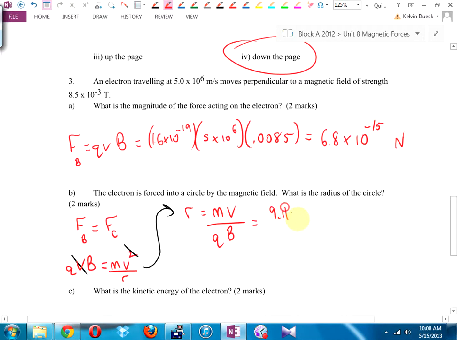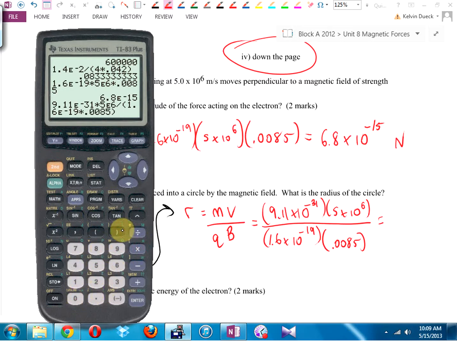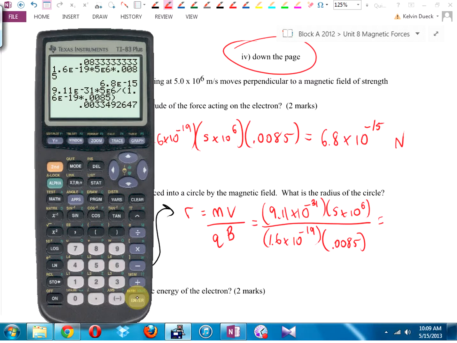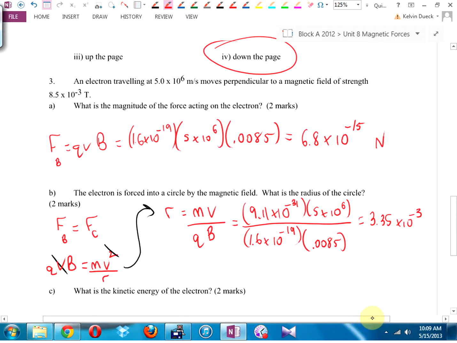That is momentum. But here, they gave us both. It's an electron, 9.11 times 10 to the negative 31. Speed, 5 times 10 to the 6th. Magnetic field, 0.0085. 9.11, negative 31 times 5, 6 divided by bracket 1.6 times 10 to the negative 19 times 0.0085. Double check that. Yep, I'm good with that. Do you get 3.35 times 10 to the negative 3? Jake, units. It's a radius. Nice. That's 3.3 millimeters, and that tells you that I made up these numbers.